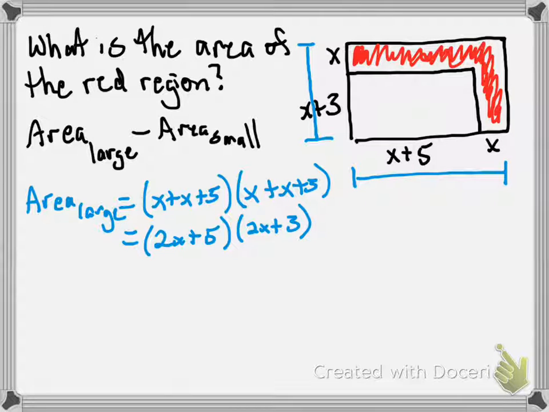And now we can just FOIL, so I'm not going to write it all the way out, but you can turn this into what becomes 4x squared. The outer terms would give you 6x, the inner terms would give you 10x, so this would be 16x plus 15, okay? So we have that for the area of our large rectangle.